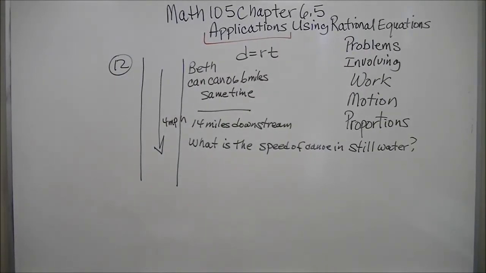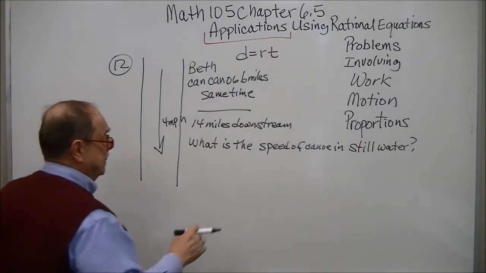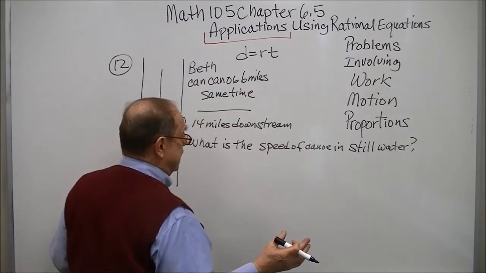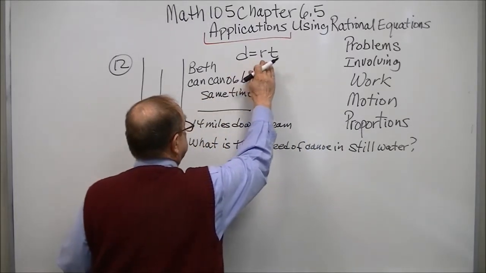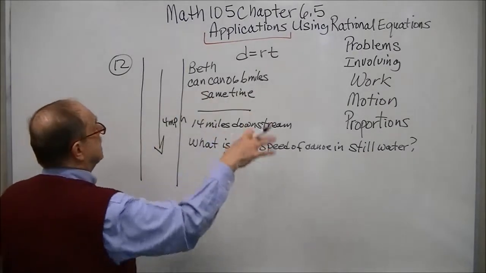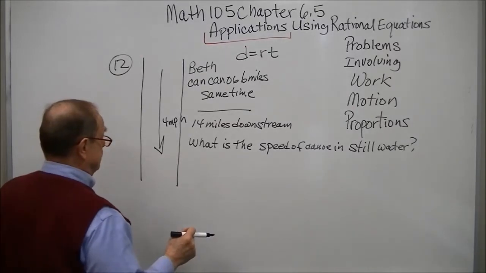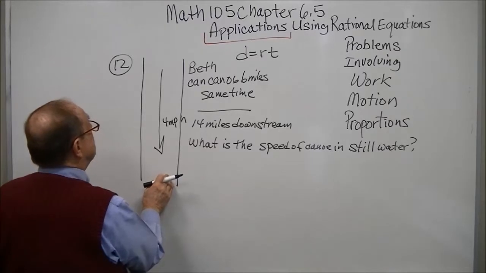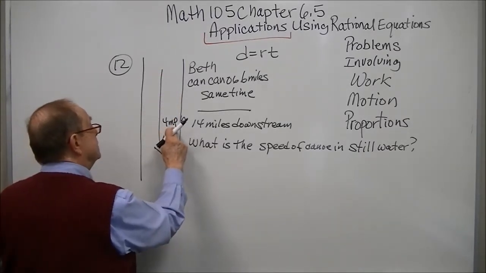All right, in this application, we're moving from work, and I didn't do them all, but hopefully you have a handle on it, to motion, in which we're going to use distance equals rate times time. Now I've written out a little bit of the problem. Here Beth is in a canoe, and she's going to canoe on this river, and the speed of the river is 4 miles per hour.